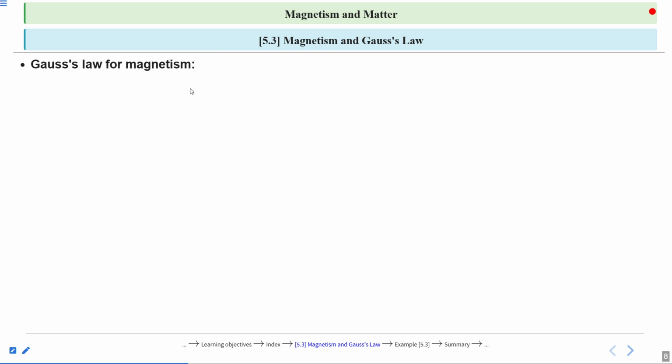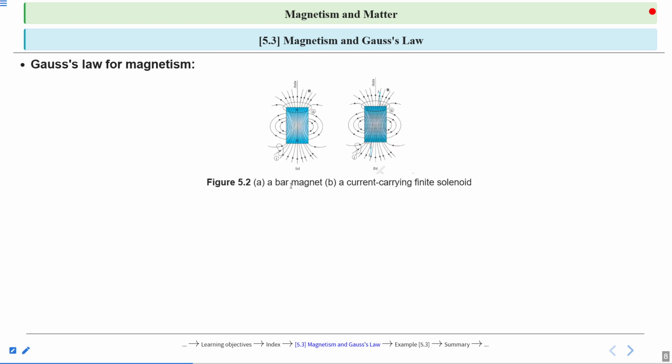So, Gauss's law for magnetism. Now, figure 5.2a. This figure and this figure have the same pattern of magnetic field lines, because this is the bar magnet and this is the solenoid. So the magnetic field line pattern for both the bar magnet and the solenoid is similar. We have discussed this in our previous lecture. What we are going to see here is that there are also a first surface and a second surface in both the diagrams.